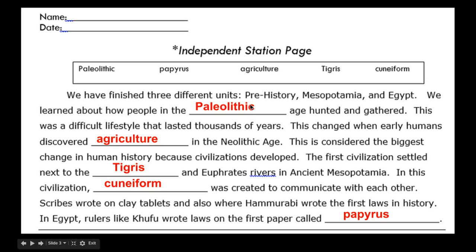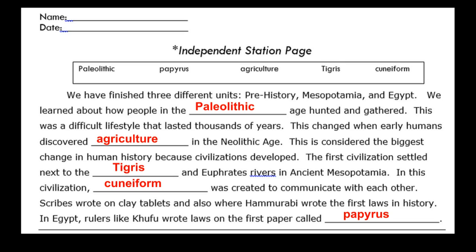We have finished 3 different units: prehistory, Mesopotamia, and Egypt. We learned about how people in the Paleolithic age hunted and gathered. This was a difficult lifestyle that lasted thousands of years. This changed when early humans discovered agriculture in the Neolithic age. This is considered the biggest change in human history because civilizations developed.